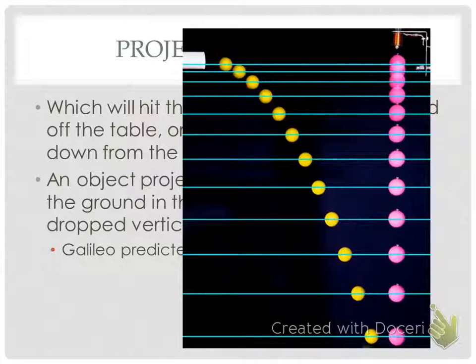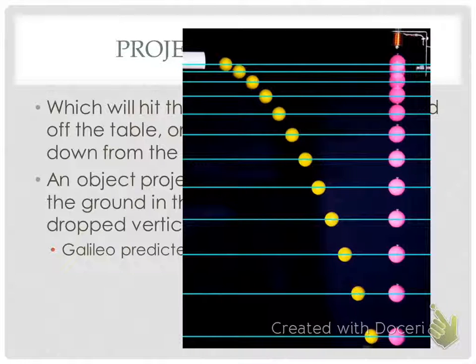That's because vertical and horizontal components are separate. They have the same vertical components. They're dropped from the same height. They're both experiencing acceleration due to gravity. They both started with an initial vertical velocity of 0. Remember, projectiles that roll or fall off a ledge have an initial vertical velocity of 0.